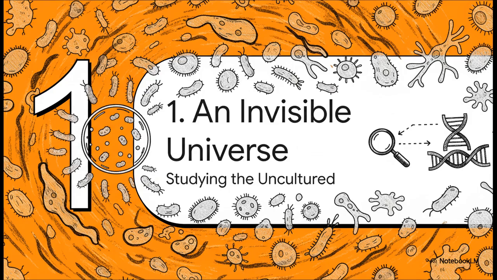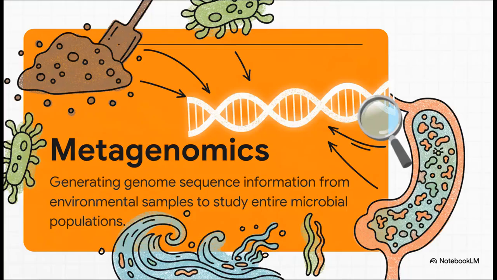Well, for over a century, the only real way to study a microbe was to grow it in a petri dish. The problem? It turns out that over 99% of microbes on Earth just flat out refuse to grow in a lab. This created this massive gap in our knowledge and led to the birth of a whole new field, one designed to study this unculturable majority. And that field is called metagenomics.